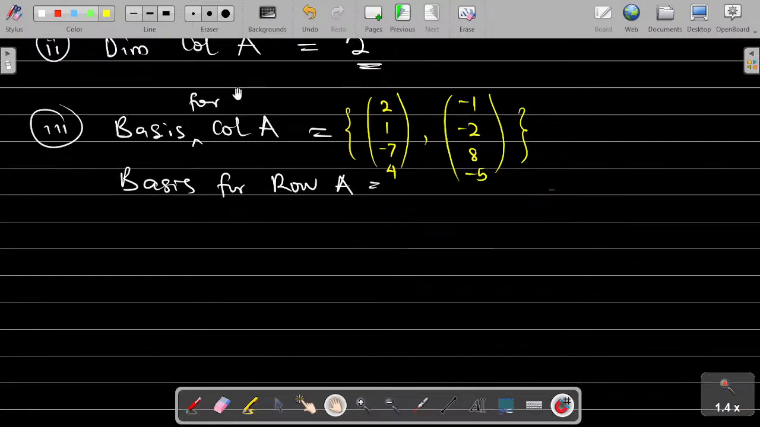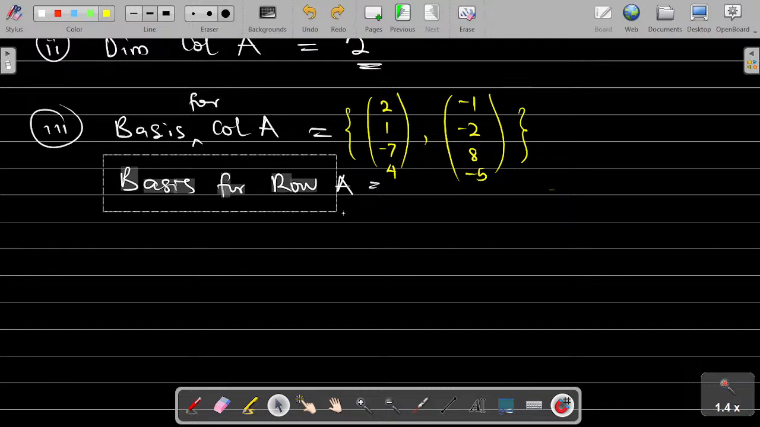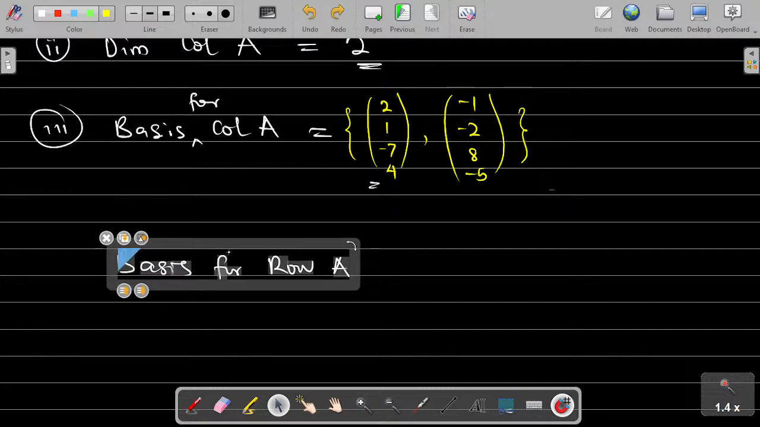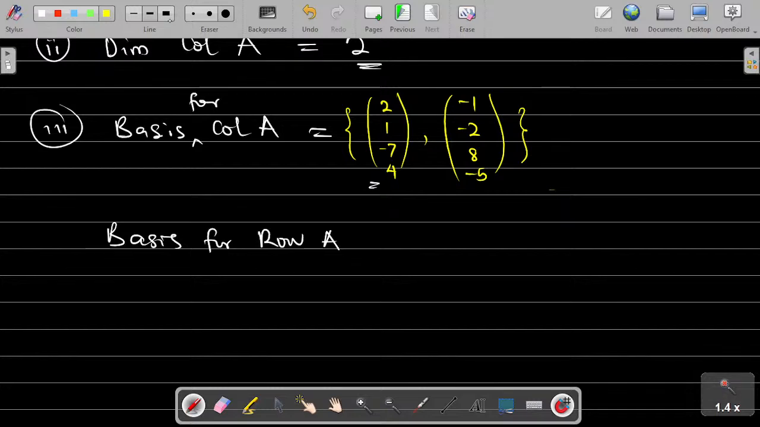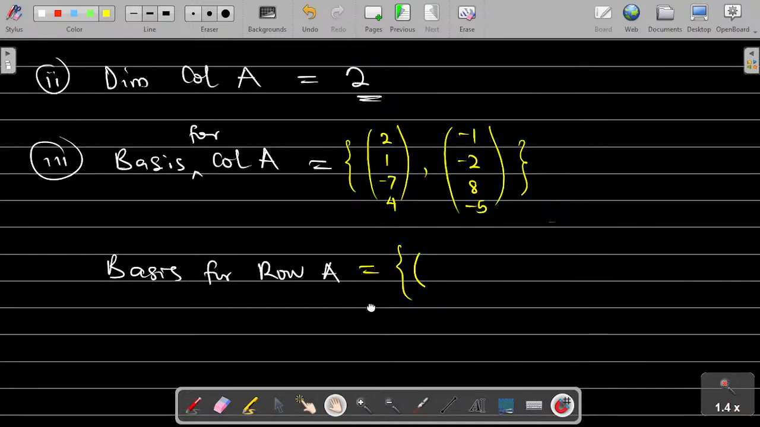So I'm going to, oh no, I shouldn't clean that. Instead of cleaning it, I will cut it out. Let me drag this down. I can now remove this and then bring it down myself. So the basis for our row space of A will now be the entries that are non-zero.